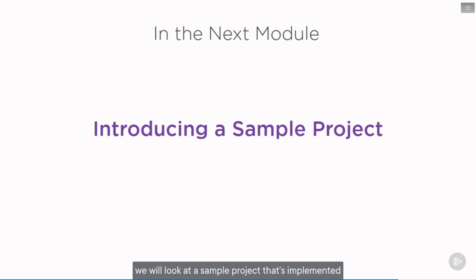In the next module, we will look at a sample project that's implemented without the CQRS pattern in mind. We will analyze it, discuss its drawbacks, and then start making steps towards implementing CQRS.